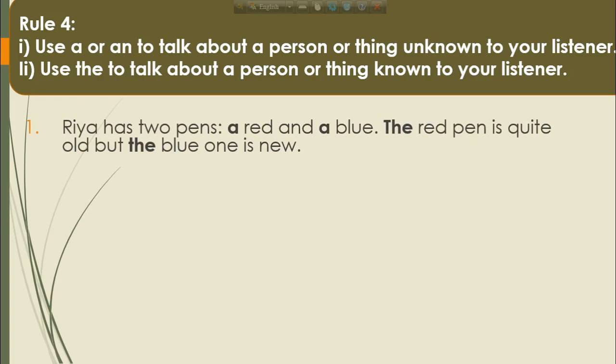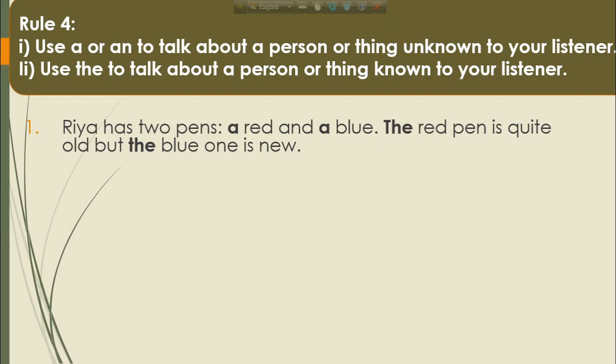In example number 1, we have: Ria has two pens, a red and a blue. The red pen is quite old, but the blue is new. Whenever I'm mentioning the pens for the very first time, I say a red pen and a blue pen. Until this mention, the reader or listener did not know about these pens. After that, I say the red pen is quite old but the blue is new. So when I say the red pen, you know which pen I'm talking about.